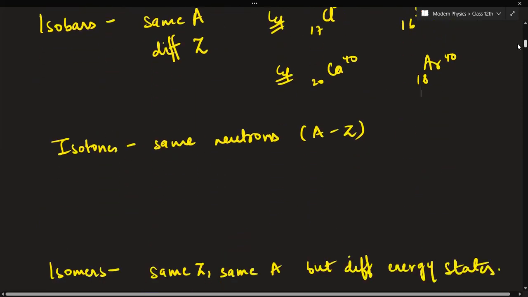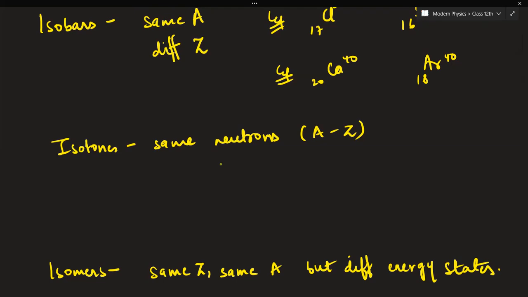Then you have isotones. Isotones means A minus Z is the same. The number of neutrons remains the same. Let me give an example. Let's say we take chlorine and potassium. Chlorine has mass number 37, so 17 is the atomic number. Potassium is 39 and 19.